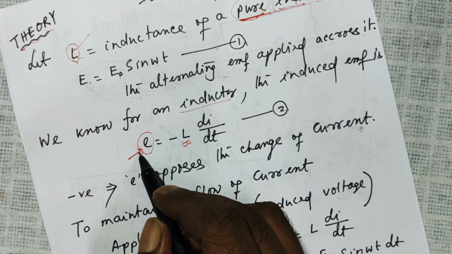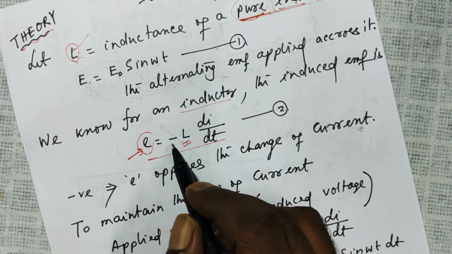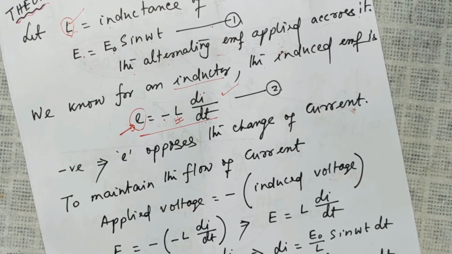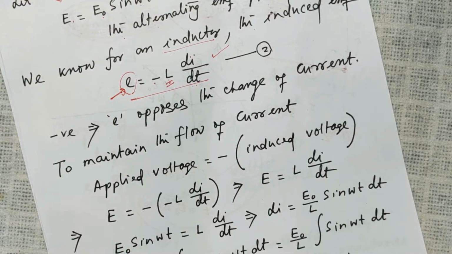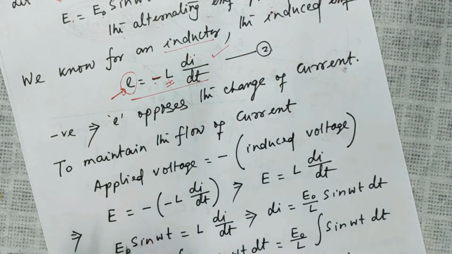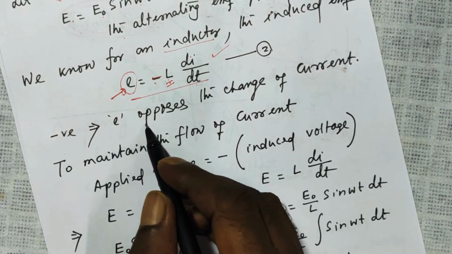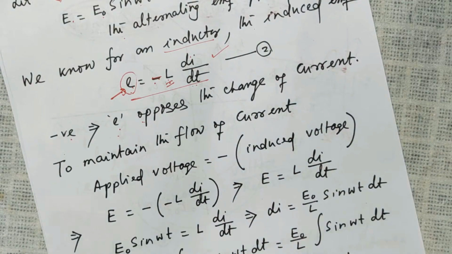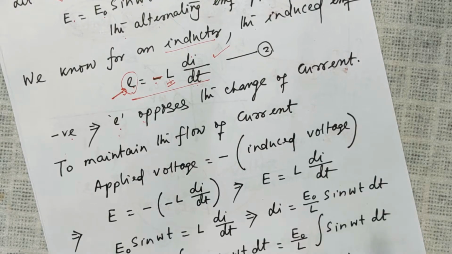By creating an opposing EMF, and this part we had derived: minus L di by dt, in electromagnetic induction for an inductor. And the negative sign, as I explained in previous lessons, means it is opposing the change of current. The change can be an increase, the change can be a decrease also. If the current is increasing, it opposes the increase. If the current is decreasing in the circuit, then it opposes that also. So that is what we had discussed in electromagnetic induction.